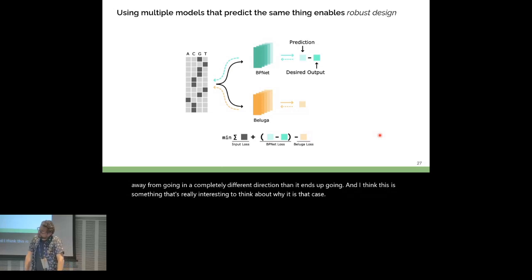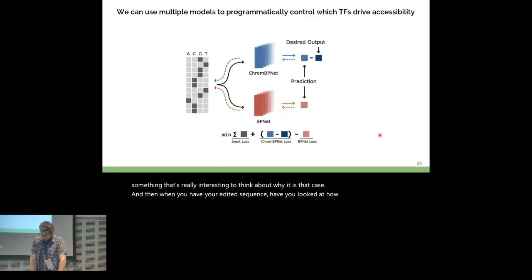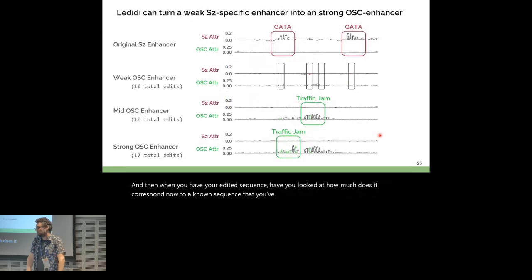And then when you have your edited sequence, have you looked at how much it now corresponds to a known sequence that you've already trained on? Are you reproducing things that it's been trained on, or are you always very far away, or how far away is it? Do you see what I mean?